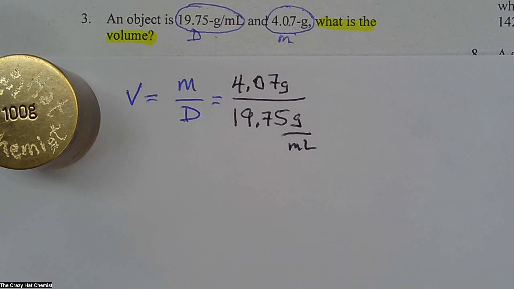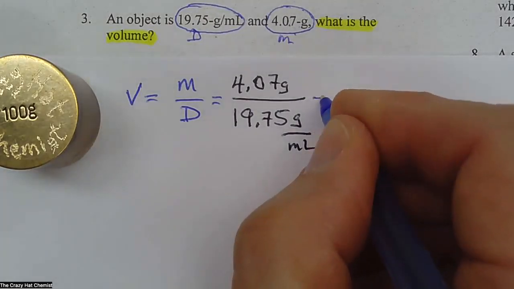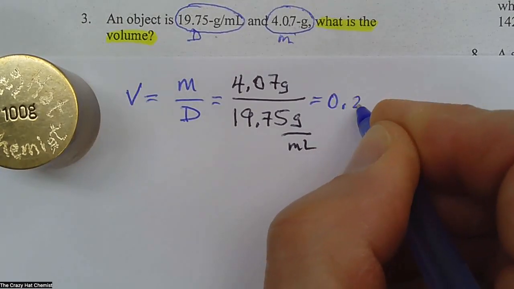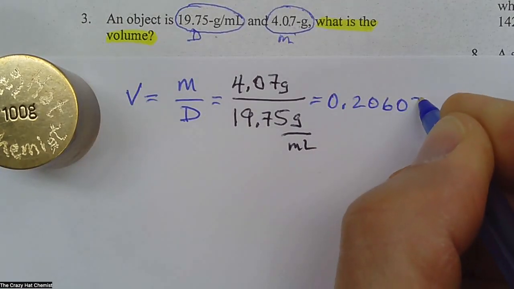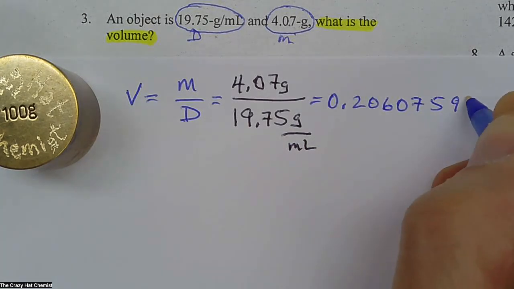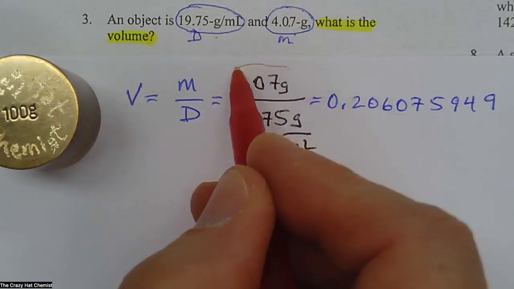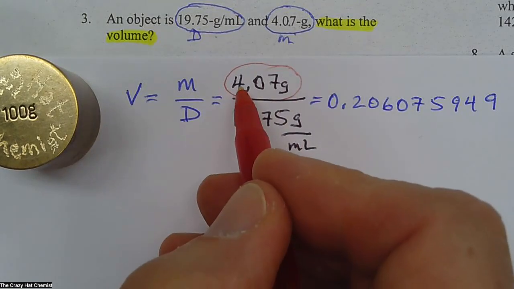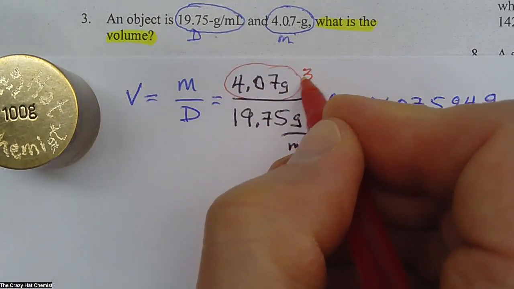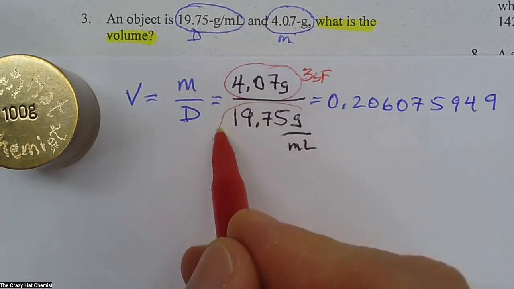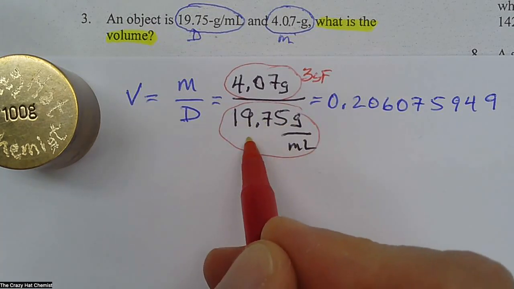So let's see what we got. That's 4.07 divided by 19.75, and I'm going to get this giant long number, which is 0.206075949. And there are more numbers beyond that, but we don't need to worry about that. What we're going to do is look at how many significant figures are there in this number. That's 1, 2, 3 significant figures. How many significant figures in this number? That's 1, 2, 3, 4 significant figures.